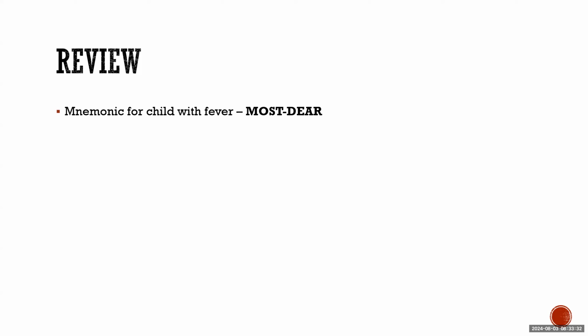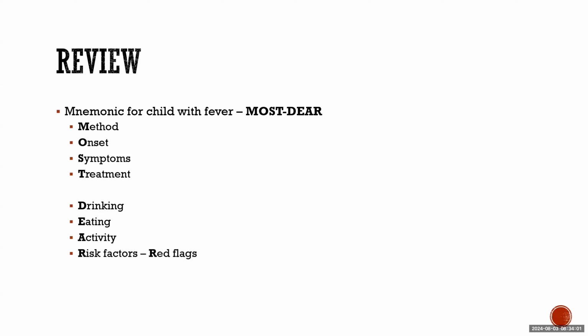Yes, MOSTDEAR stands for M is method, O is onset, S is symptoms, T is treatment, D is drinking, E is eating, A, I just forgot, and R is risk. Sorry. No worry, you got most of it. So A is for activity, whether or not a child is playful, active, and then yes, the last one is risk factor and red flag. So that is going to be the part we're focusing on for this lecture.